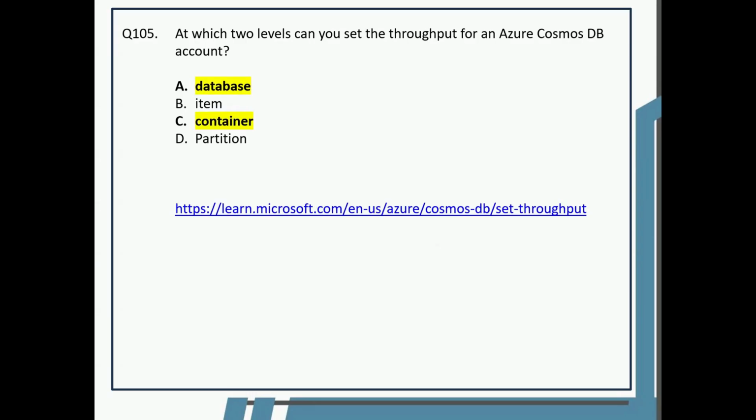Database level throughput is shared across all containers within that database, and container level throughput is dedicated exclusively to a single container, guaranteeing a reserved amount of RUs for that container. Now, items are individual records or documents within a container, and partitions are an internal physical concept that Azure Cosmos DB manages automatically under the hood.